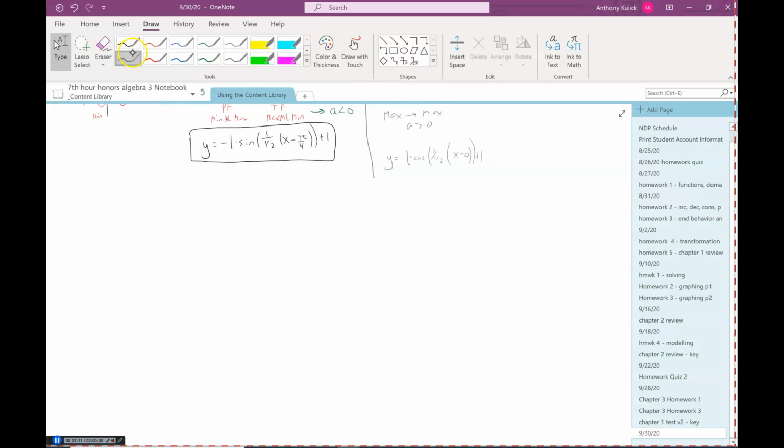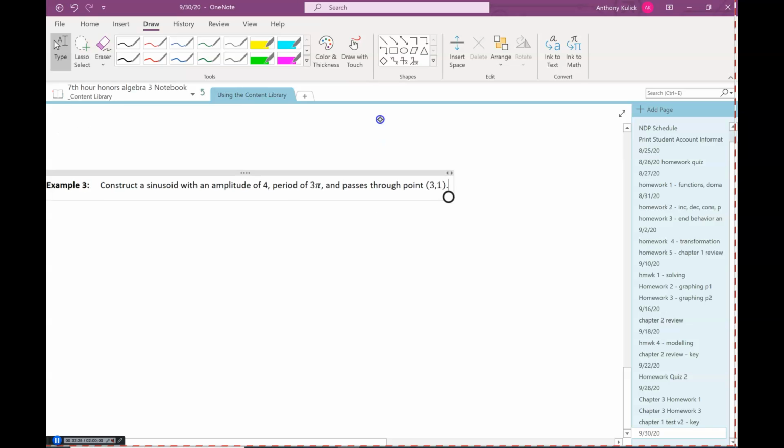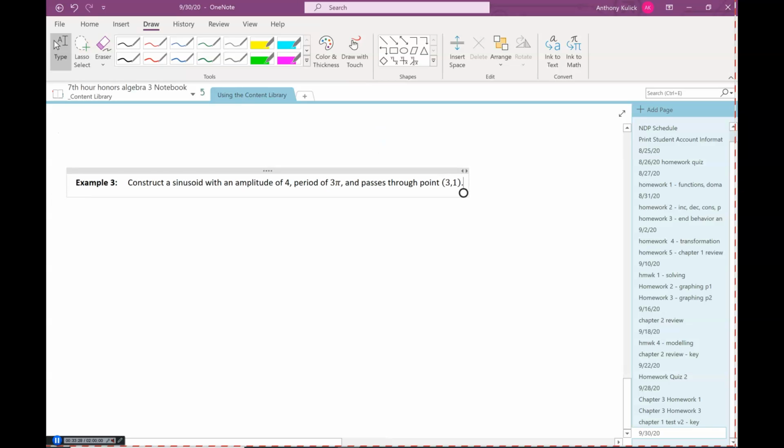Let's do another example, this time where instead of giving you a graph, we're going to give you some information. So this says construct a sinusoid. When we say sinusoid, we just mean a sine or cosine function that has an amplitude of 4, a period of 3 pi, and passes through the point (3, 1).